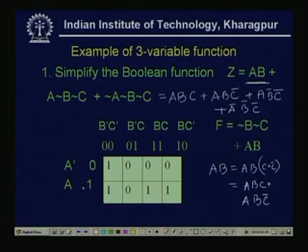So, this one is for ABC. Now, ABC bar, this one is for ABC bar. Now, this is for A B bar C bar, and only one is left, A bar B bar C bar. So, these are the 4 terms.